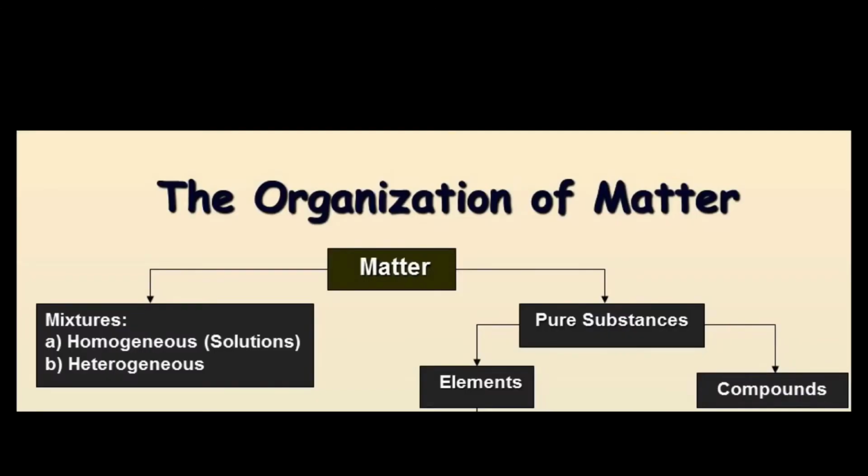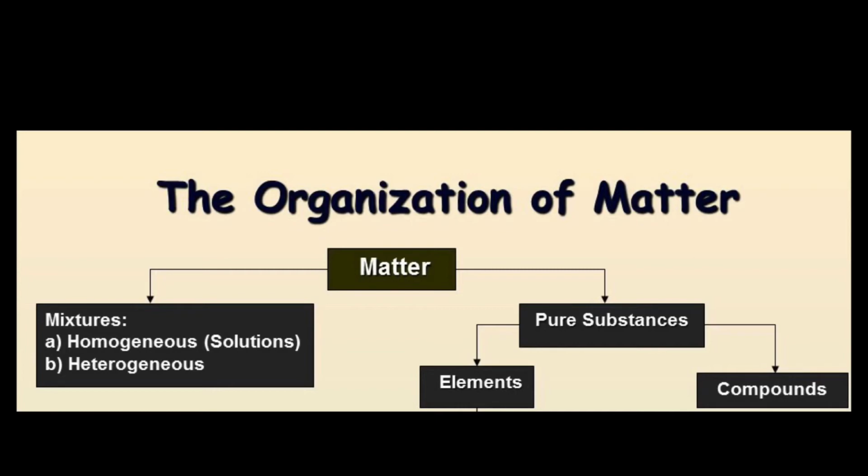Now we will review mixtures in matter. First, I will break down the organization of matter. On screen now, you can see the breakdown. As stated earlier, matter is any substance that has mass and takes up space by having volume. A pure substance is made of a single type of material whose particles are all the same. These are either elements or compounds.